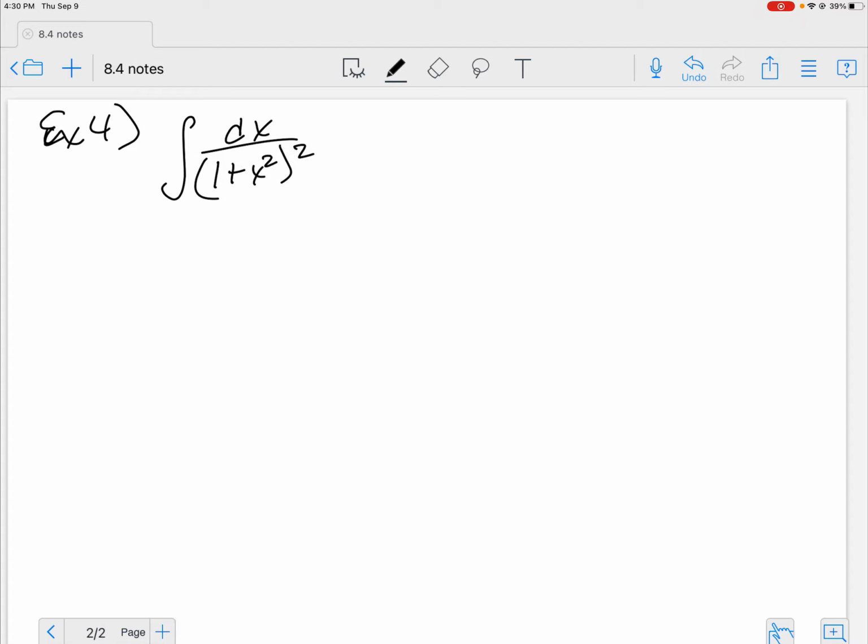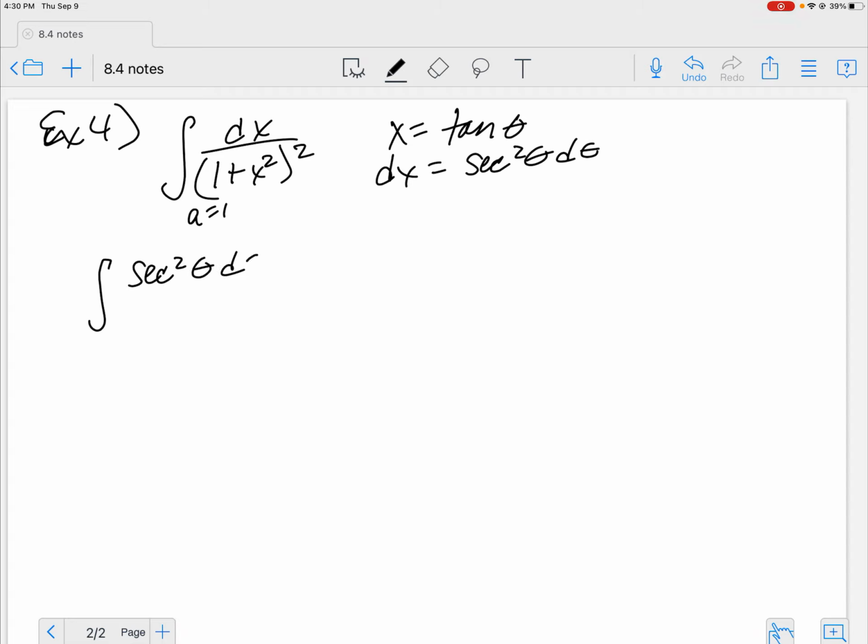Tangent, because I have a number plus that squared. So a in this instance is just a 1. So this is just tangent theta. So this is secant squared theta d theta, because that's the derivative of tangent, right? Okay, plug in everything you know. So now I'm integrating secant squared theta d theta, where the dx goes, over 1 plus tangent squared theta, where the whole thing is squared.